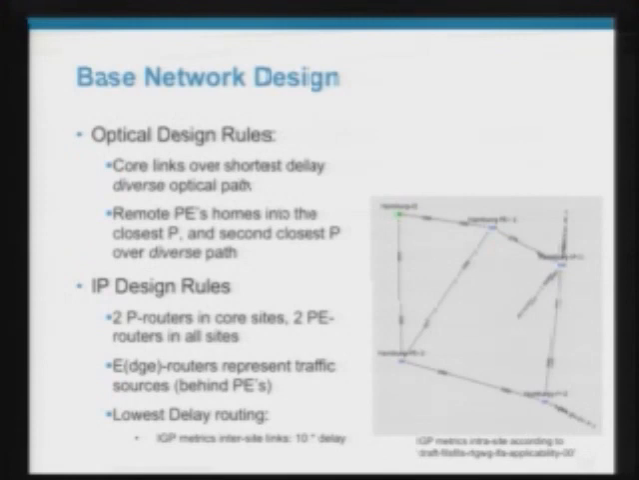And it should be diverse, right? You don't want to have a single optical failure bring down multiple core links. For the remote PEs, it would be homed into the closest PE first, and secondarily into the next closest PE, as long as it's diverse. Okay? And then the IP design rules were, as you can see here, 2 PE routers in each site, and a bunch of edge routers where the traffic is actually being sourced, being brought into the network from the media gateways. Okay? So these are relatively cheap, and they're being used as aggregation devices.